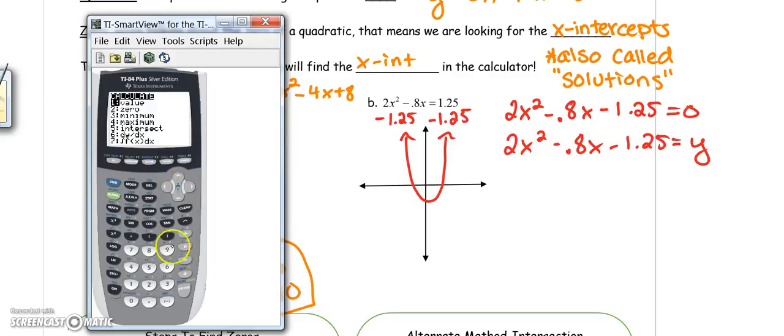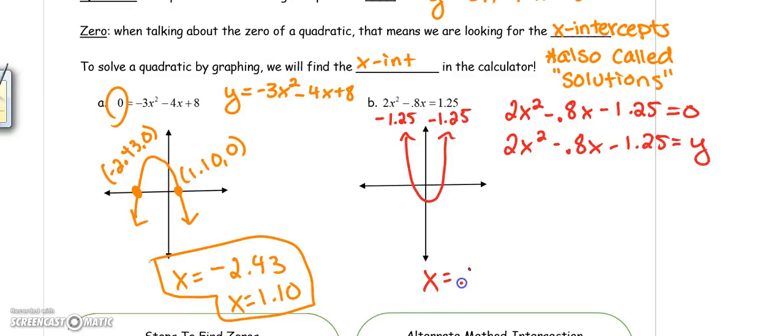So second trace, 2 for 0. I'm going to hit enter. Gotta go to the right now. Hit enter. Enter again. And I've got my first zero, sorry, 0.62.